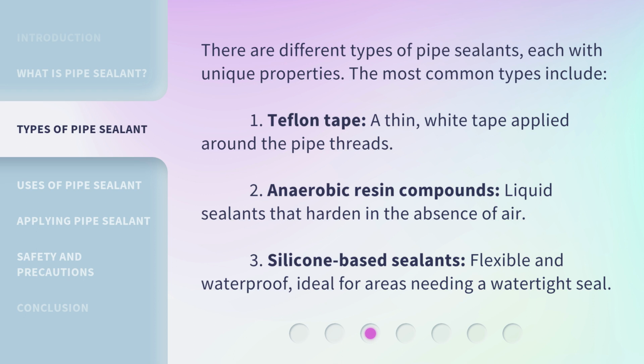There are different types of pipe sealants, each with unique properties. The most common types include: 1. Teflon tape, a thin, white tape applied around the pipe threads. 2. Anaerobic resin compounds, liquid sealants that harden in the absence of air. 3. Silicone-based sealants, flexible and waterproof, ideal for areas needing a watertight seal.